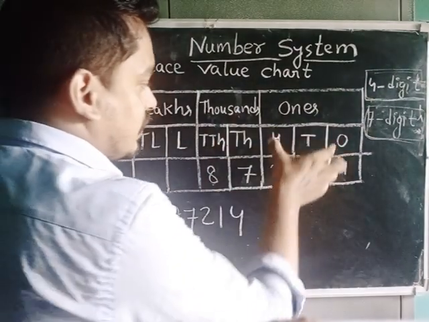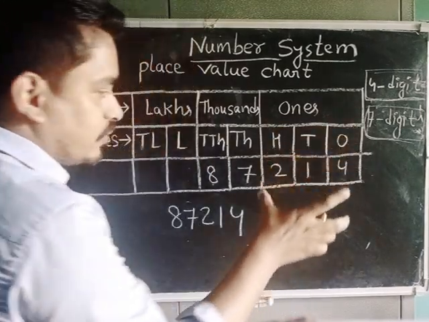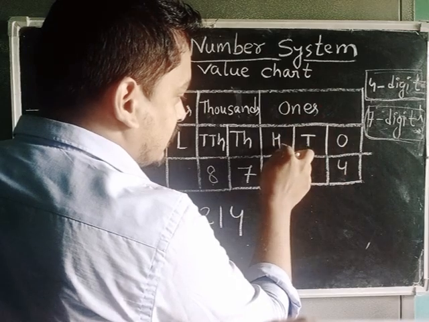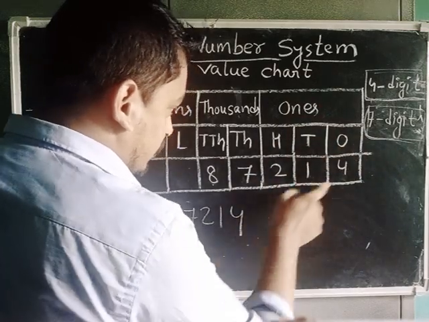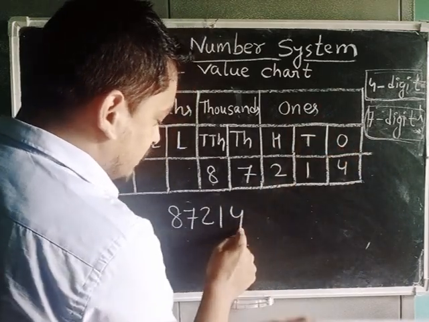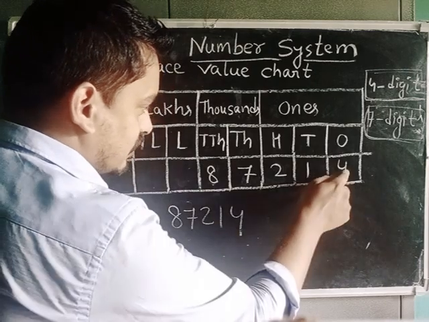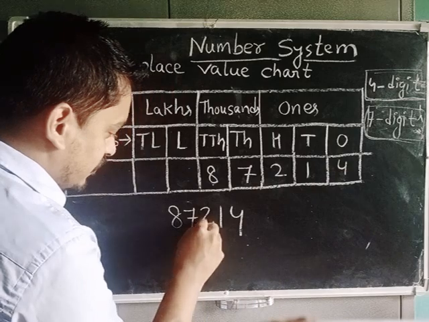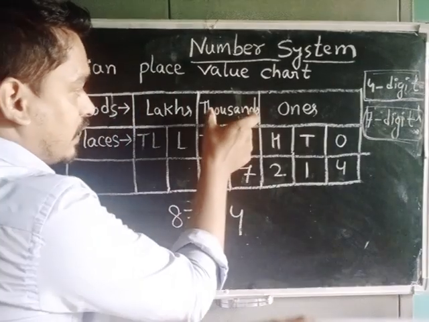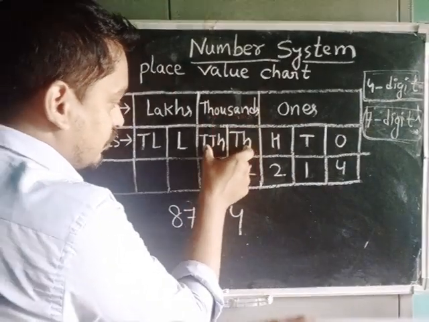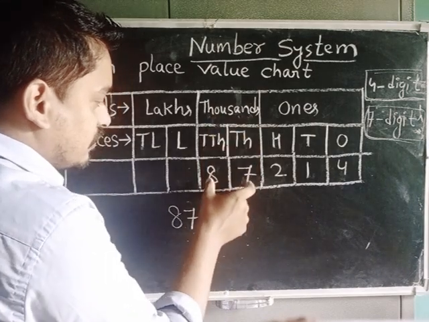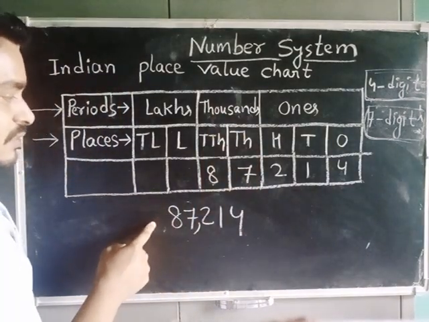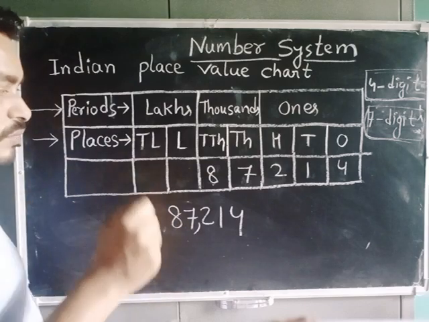Another thing you must know is that after every period we have to use a comma. You see, in one period how many groups are there? 3 groups are there, that means ones, tens, and hundreds. So before these 3 digits we have to use a comma. Now you see, in the thousands period there are two groups. That is why before these 2 digits we have to give a comma. Here there is no number, so there is no need to give any comma.